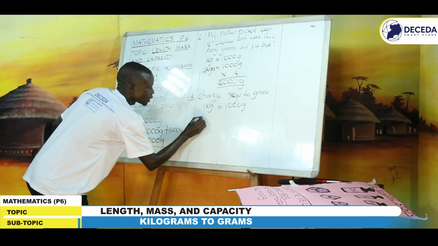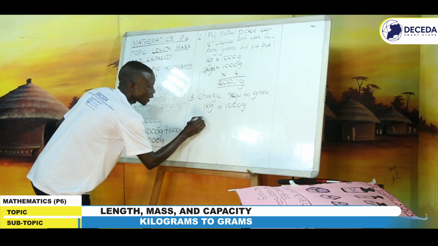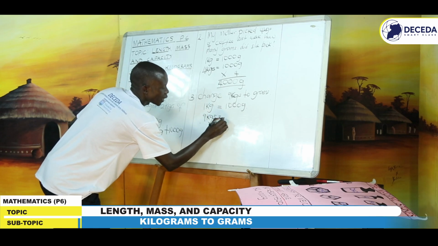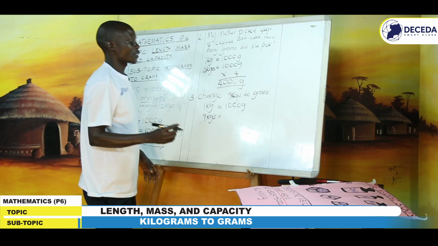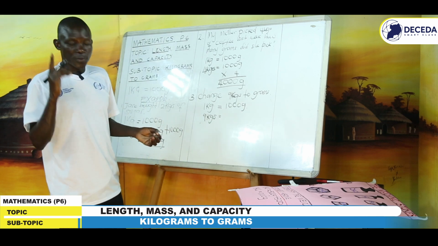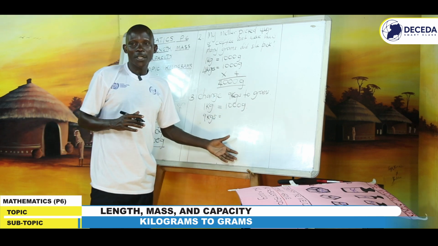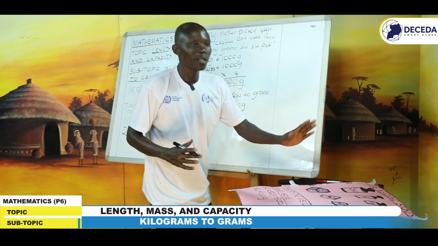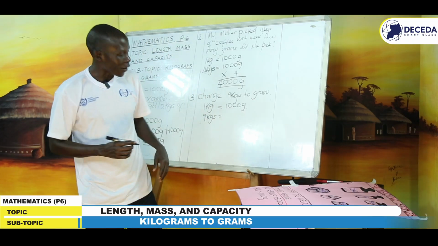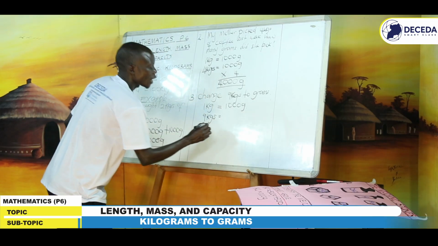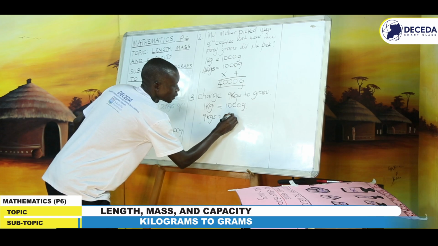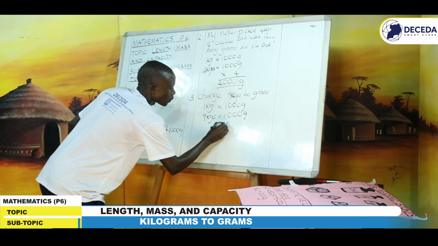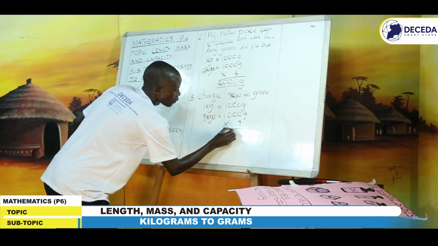Then the next one is, therefore, how many kilograms are there? 9 kilograms. As I said, multiplication is repeated addition. We are trying to avoid adding 1,000, 1,000, 1,000. You may end up adding and even go up to the doorway of our class. Therefore, we are going to multiply 1,000 grams by 9 kilograms.